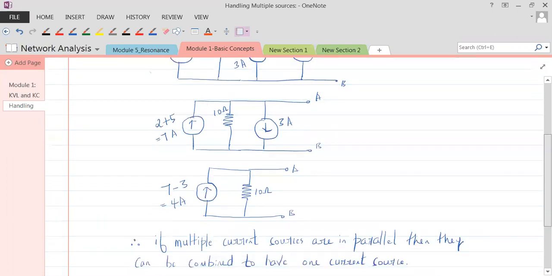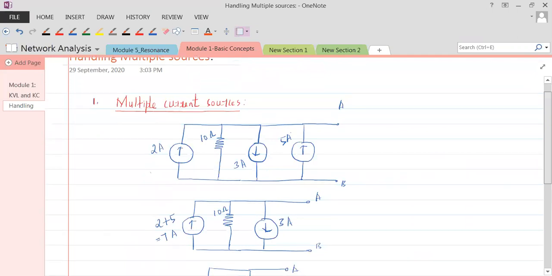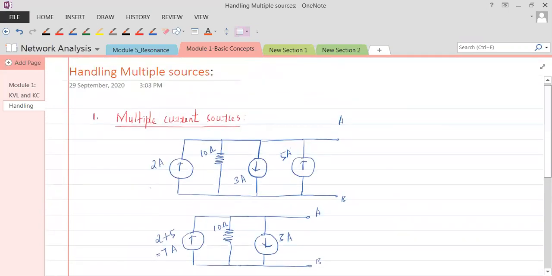Everybody is okay with this? Now, this is about multiple current sources, when they are in parallel, mind you.